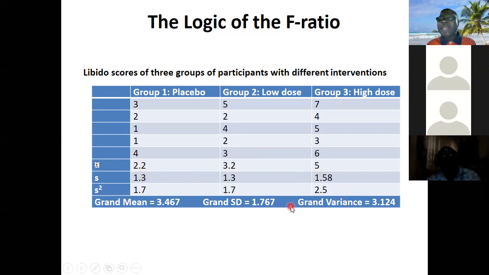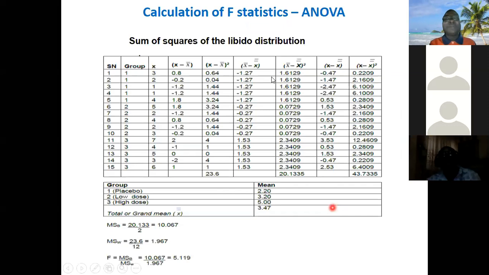But you can combine all the 3 groups to have 15 people here. Instead of 5, 5, 5, you have 15 people. You can calculate the mean of the 15. This is the mean of the 15 people. That is the grand mean. And this is the grand standard deviation, and the grand variance. Now, where we are going now is the measure where the name came from, analysis of variance. It is this table I'm just showing you now, sum of square of the individual distribution.